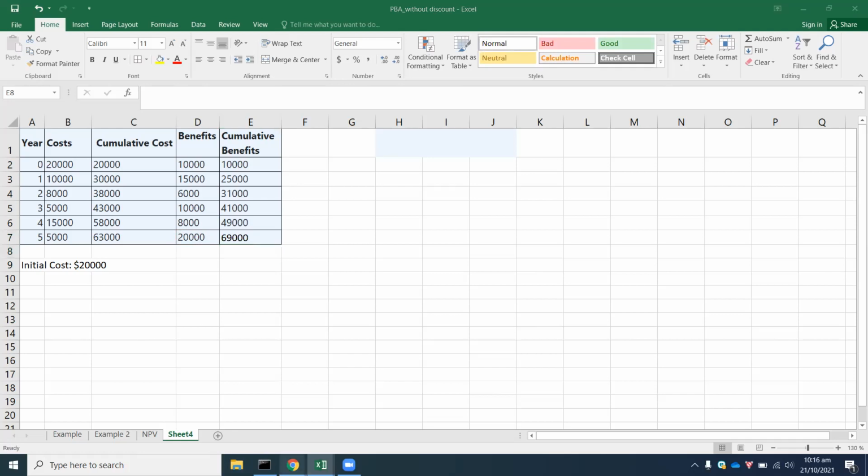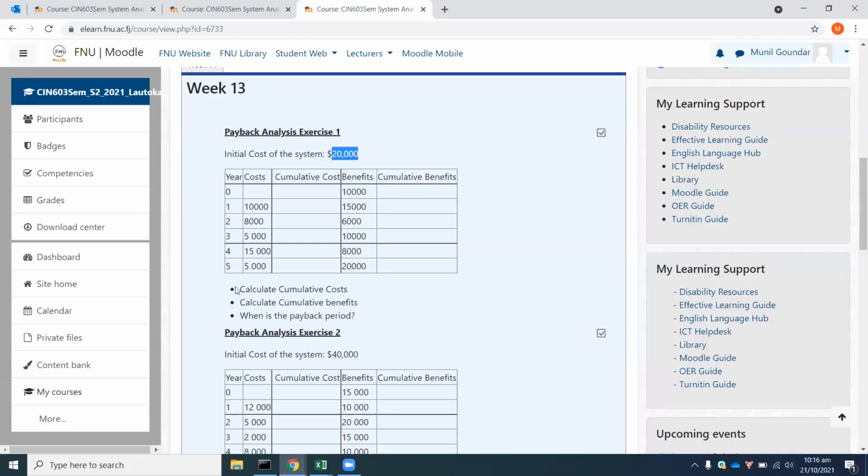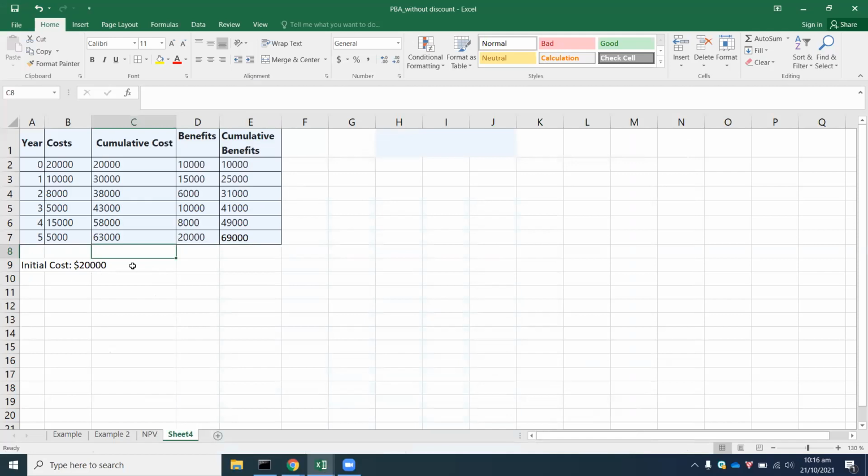Now, let's have a look at the question. The question says, calculate cumulative costs, calculate cumulative benefits. We have done that. Next up is, what is the payback period? So what is the payback period? Over here, we want to know in which year the system actually covers the total entire cost and starts giving you benefit only.